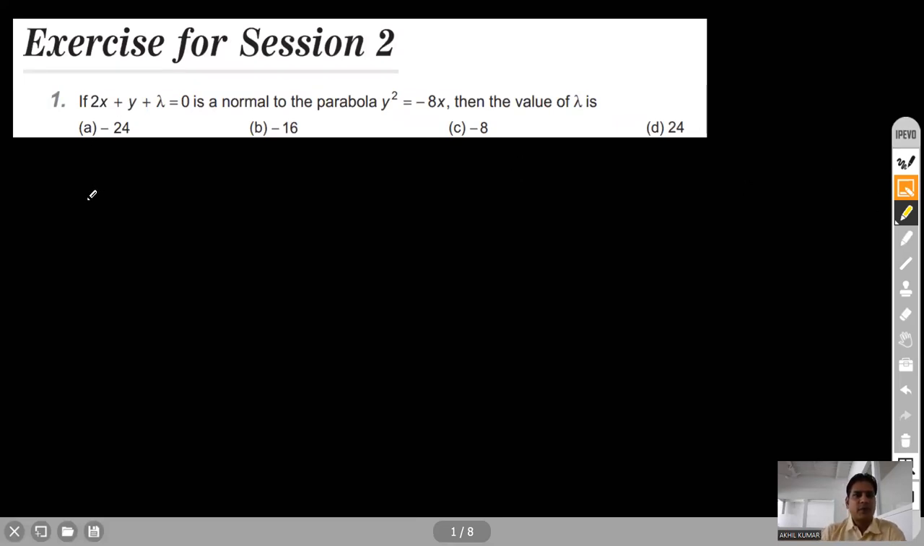It is saying if 2x plus y plus lambda equal to 0 is a normal to the parabola. Okay. So parabola is given as y square is equal to minus 8x, and the equation of normal is given here, and we have to find the value of lambda. So what is our parabola? It's y square is equal to minus of 8x. Okay. And equation of normal is given here. This equation contains this lambda term, 2x plus y plus lambda equal to 0. We need to find this lambda.